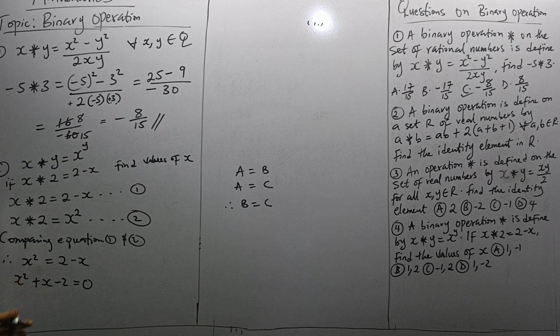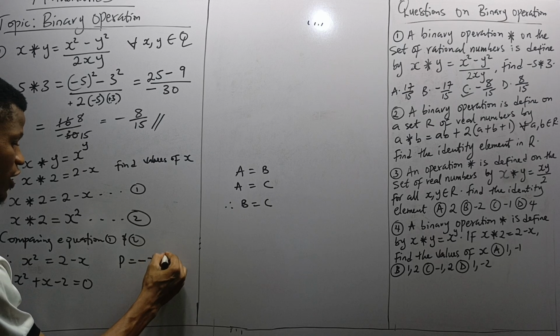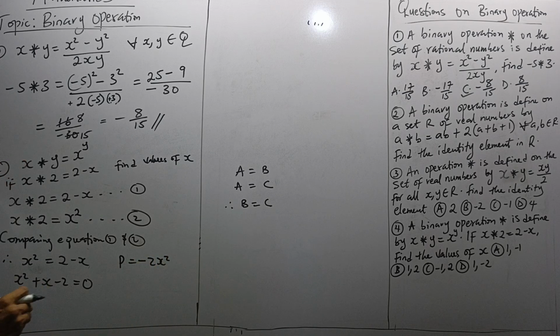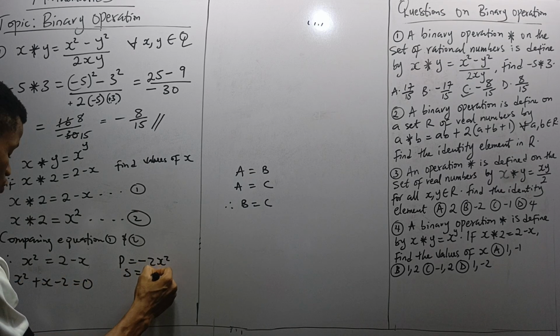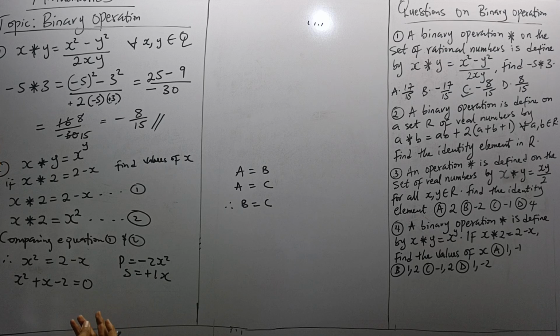All right, in the factorization method, we take the product of the roots. The product of the root is this. So our p, which is the product of the root, is x squared times 2, which is negative 2x squared. Now, if you don't understand this very well, you can watch my videos on quadratic equation. Then this is our sum of the root, which is positive 1x. So two numbers, if we multiply them, it gives us negative 2. If we add them, it gives us positive 1.